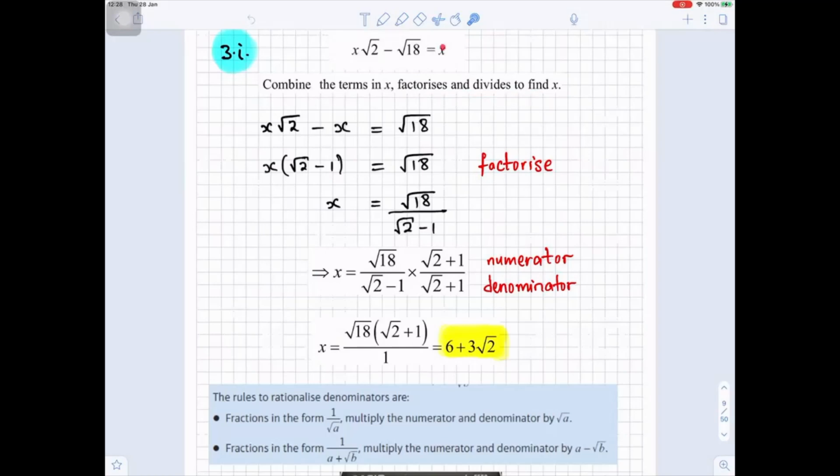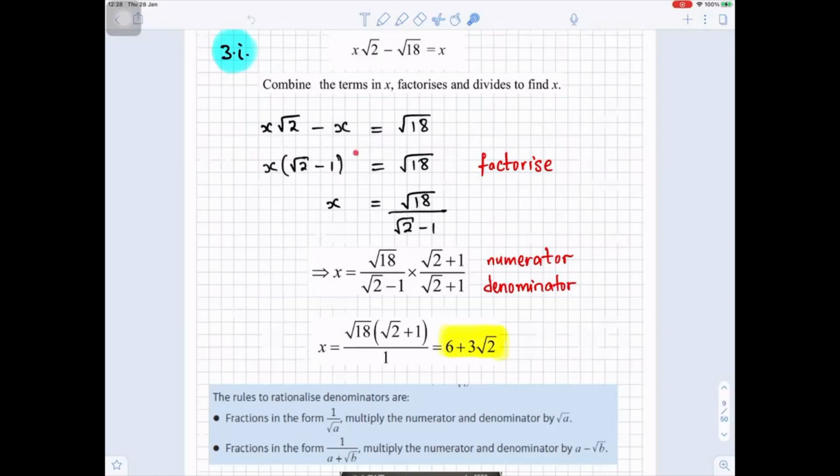So we'll take the x to the left-hand side. It becomes x root 2 minus x is equal to, take the minus 18 to the right, it becomes plus root 18. We factorize. x is common, it comes out of the bracket, and you're left with root 2 minus 1, which is equal to square root of 18.